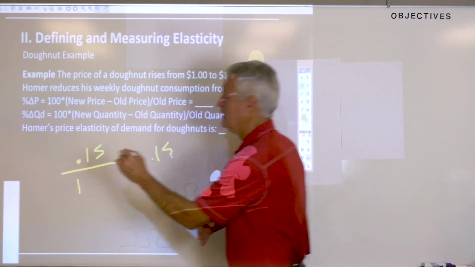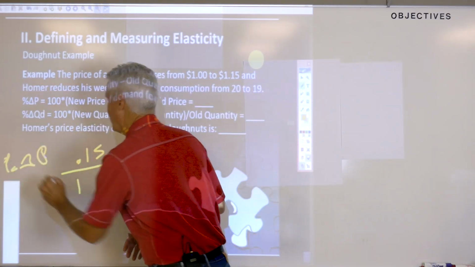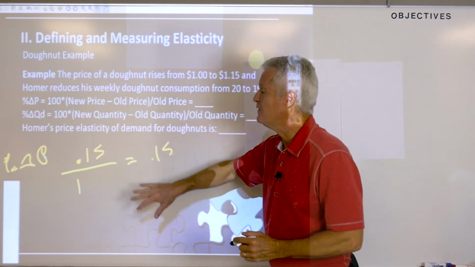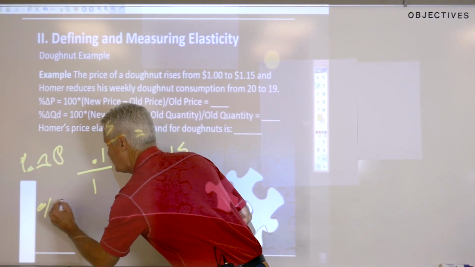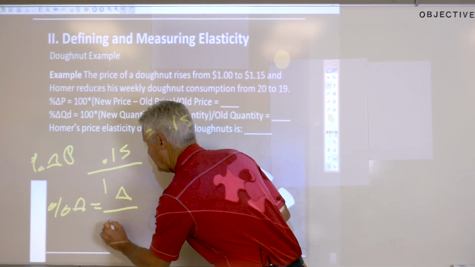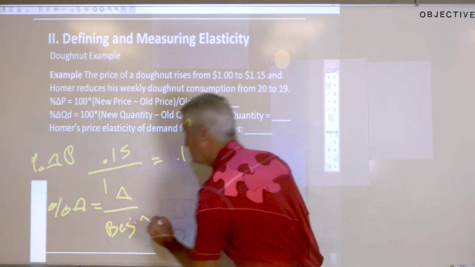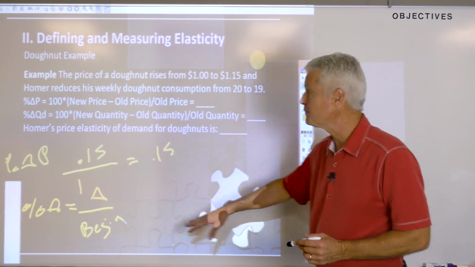Okay, so it's the percent change in price, and to get percent change in price, it's the change. So percent change equals the change divided by where you begin. Okay, percent change is the change divided by where you begin.